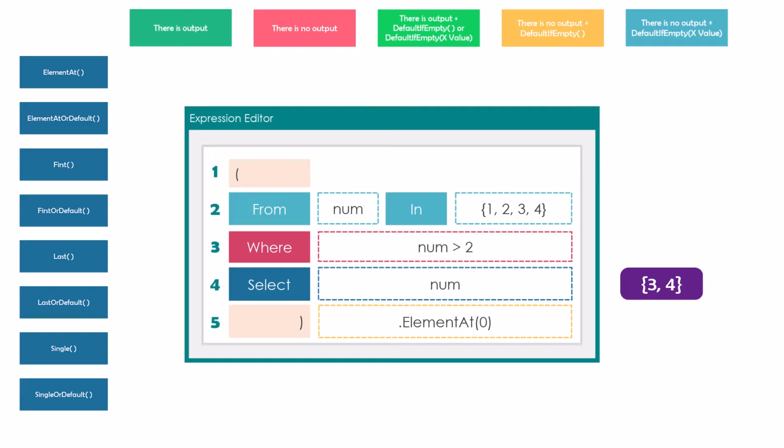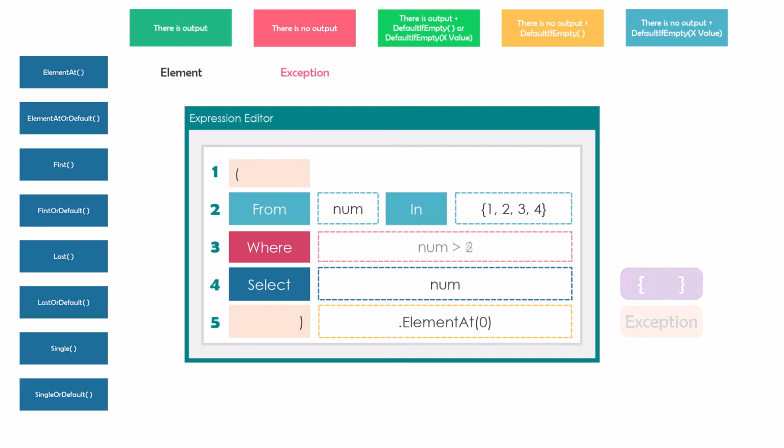Using ElementAt operator will return the following output. It means I'm getting the element as result. Assume I have now another condition. The query doesn't return an output now. The result in this case is an exception of type argument out of range exception.